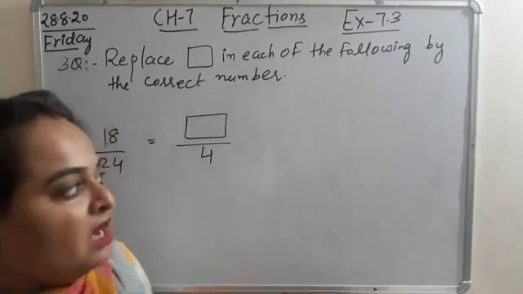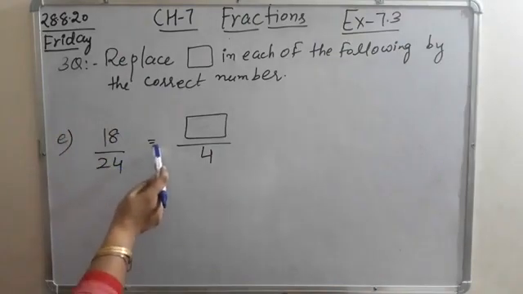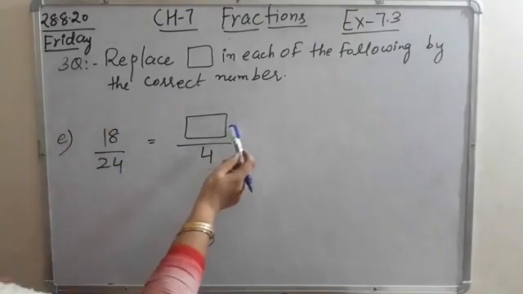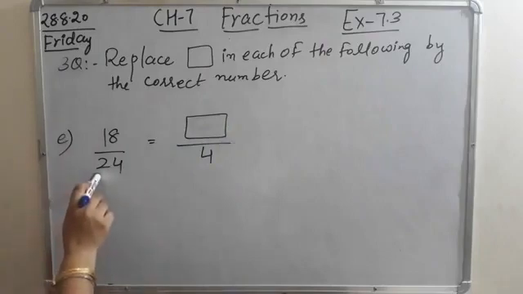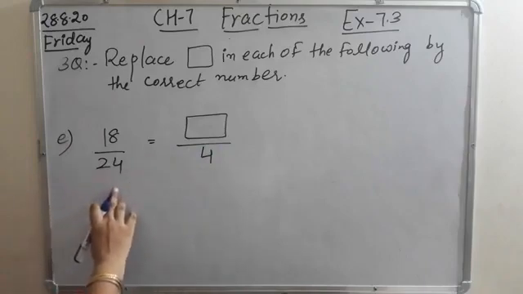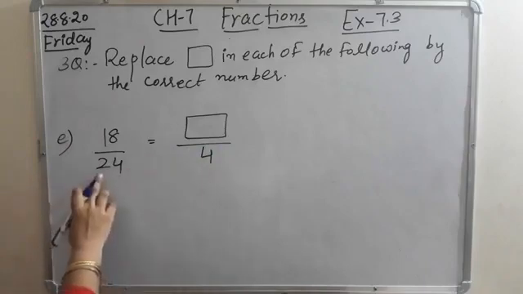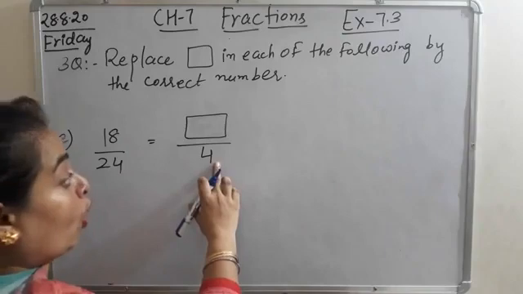Now come to the E part. 18 by 24 is equal to box upon 4. Now check left hand side as well as right hand side. Both sides denominators are given to you. On left hand side denominator is 24 and on right hand side denominator is 4.